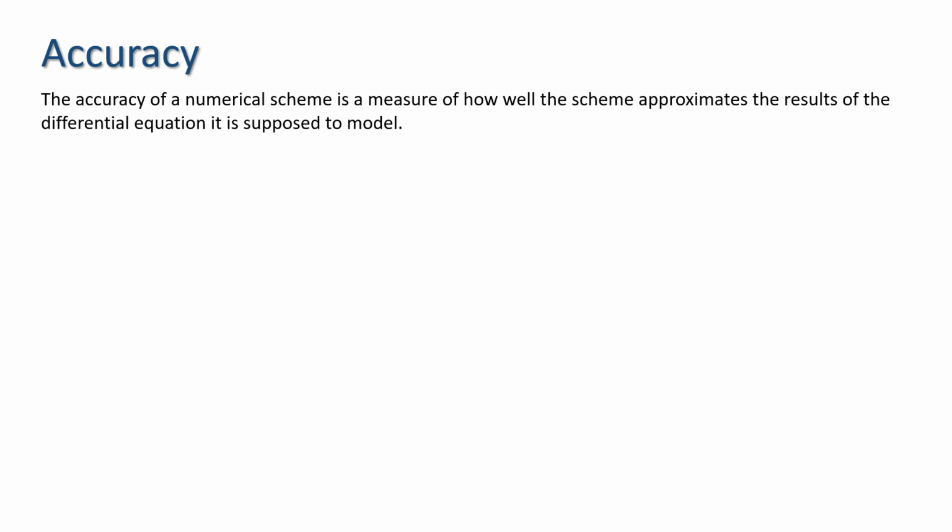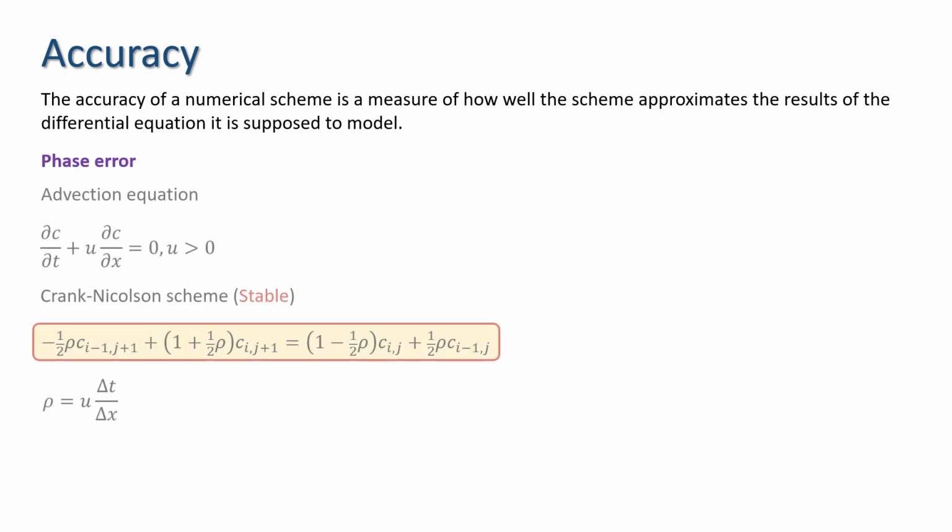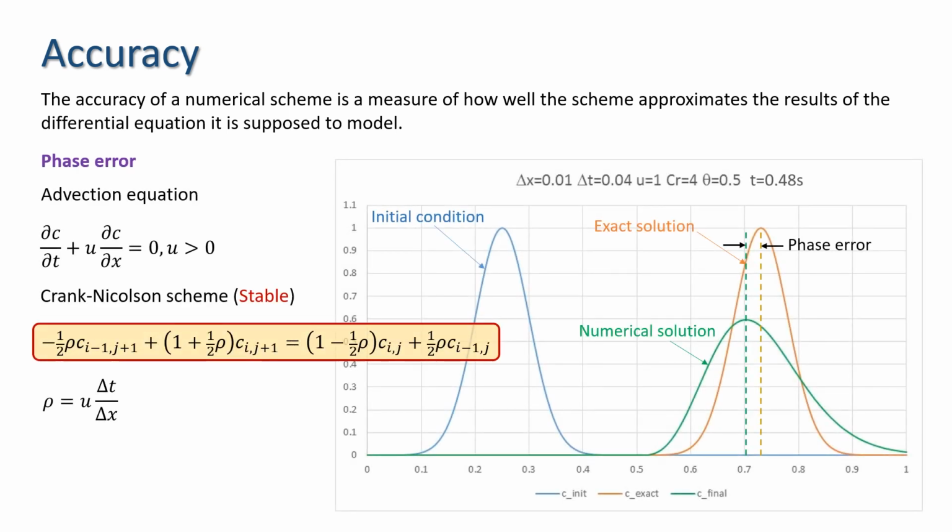We saw in my previous video on implicit schemes for the advection equation that there's another type of error that's observed in some numerical schemes, the phase error. Here we see results obtained using a first-order upwind Crank-Nicolson scheme for the advection equation with a Courant number of 4. We see that the numerical solution has a lag when we compare it to the exact solution. The wave is travelling at a lower velocity than the actual celerity.